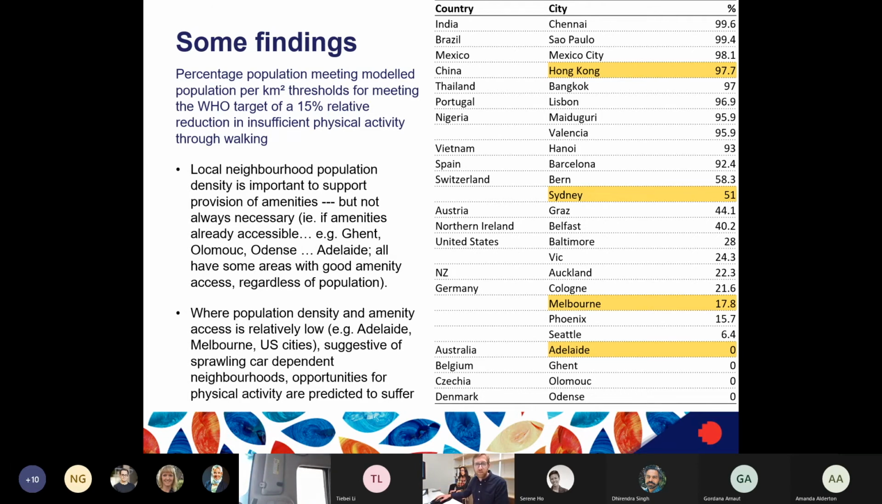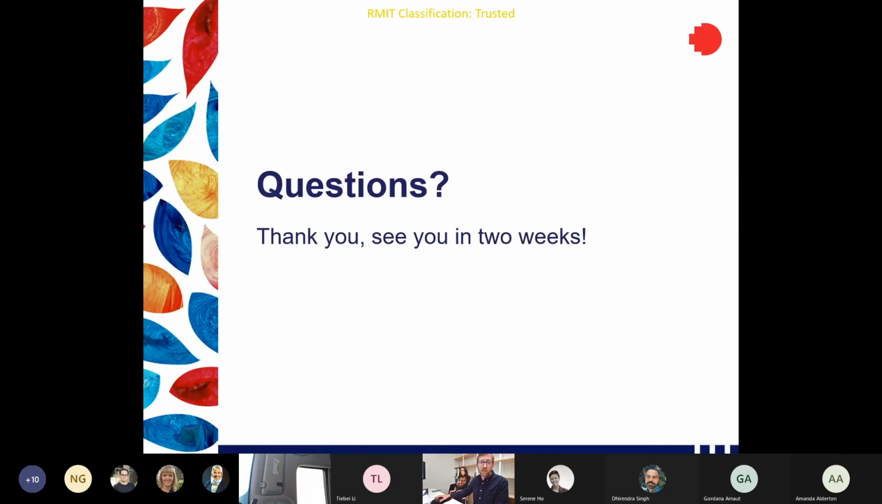Not necessarily, certainly not the full story for the whole city. 17.8% of the population live in these dense areas, which would be expected to have better provision of amenities. And so that's the gist of the work that we've been doing.